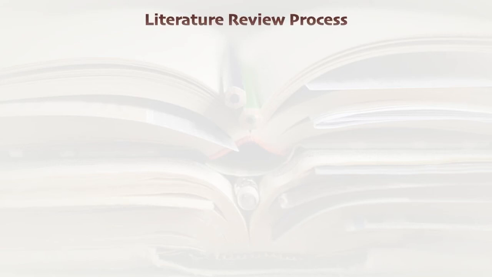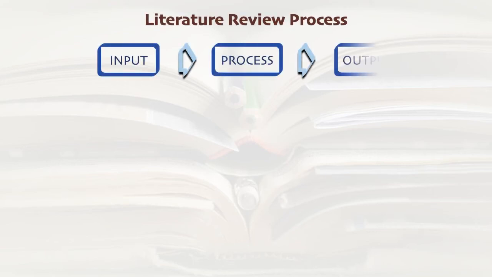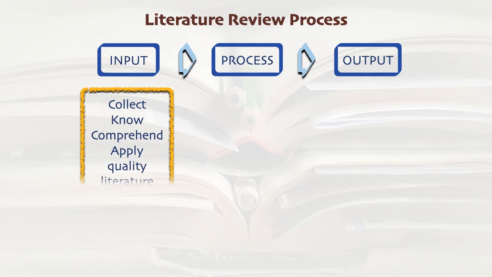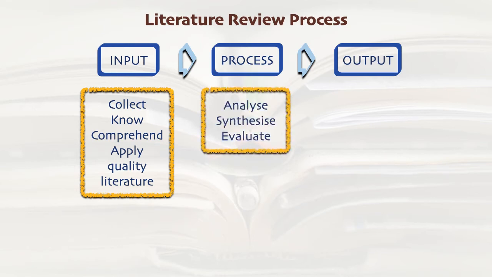A systematic literature review is a process that follows the input, process, and output approach. The input process involves sequential steps to collect, know, comprehend, and apply quality literature in order to find a firm foundation to a topic and research method. The processing stage involves analysis, synthesis, and evaluating the literature.